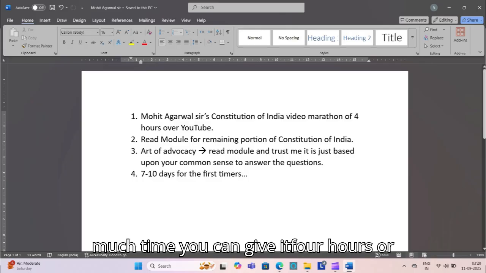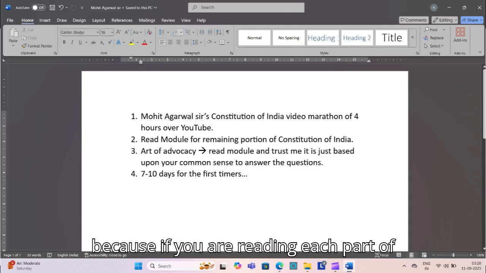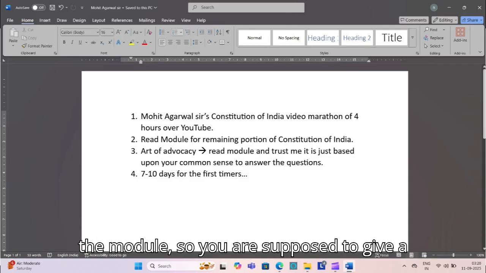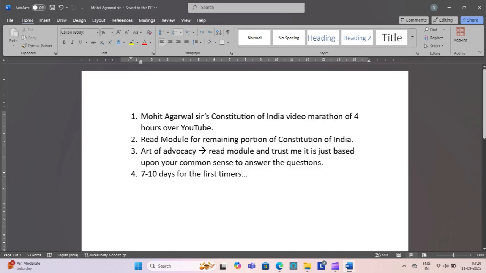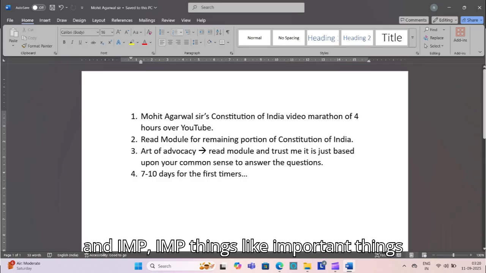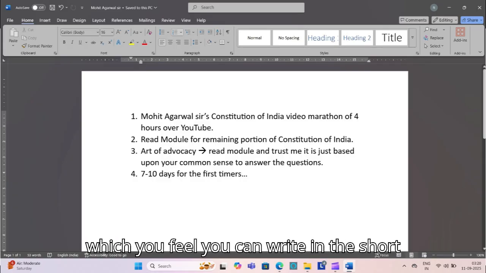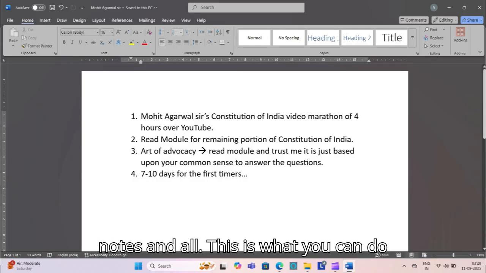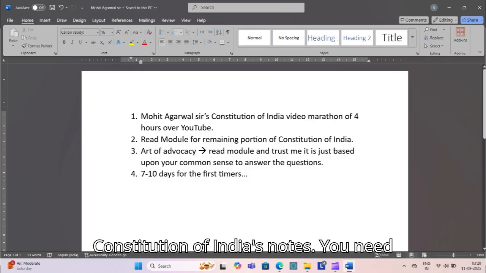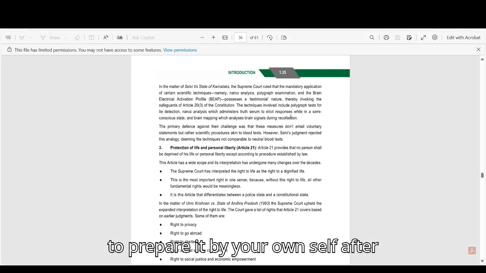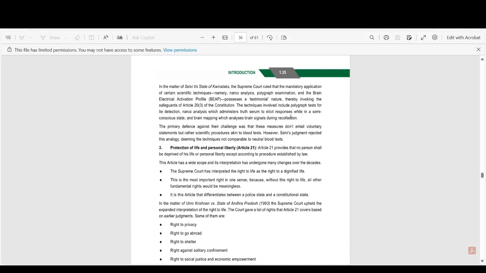How much time can you give it? 3 to 4 hours, because if you are reading each and every part of the module, you are supposed to give it a thorough reading. Once you have done a thorough reading, you can make your own notes and write the important things in short notes. Don't run after the Constitution of India's notes. You need to prepare them by your own self. After reading, you need to summarize it.